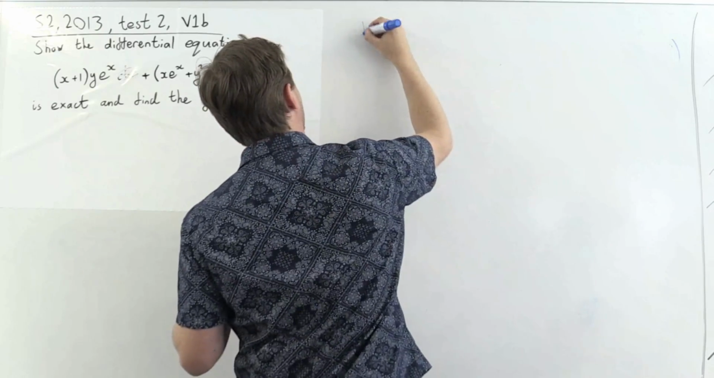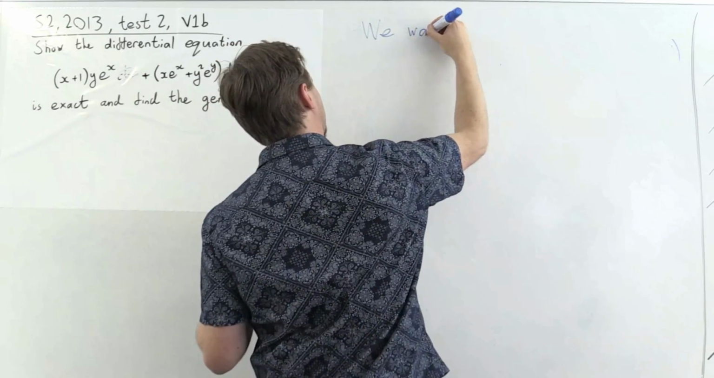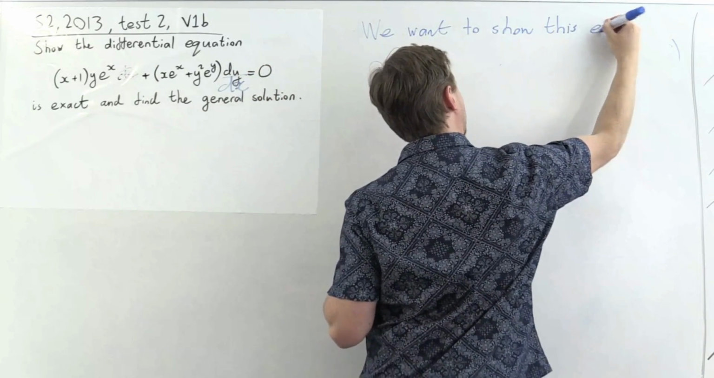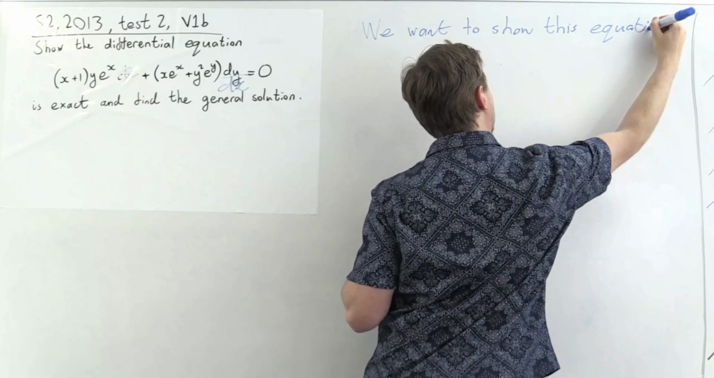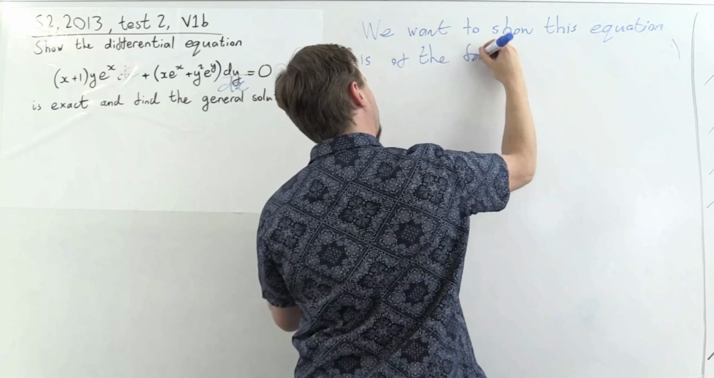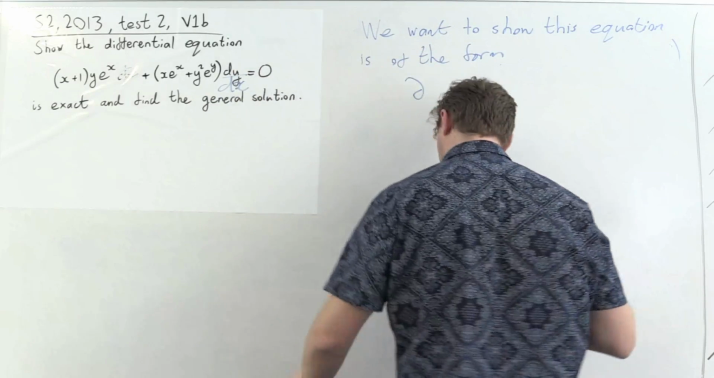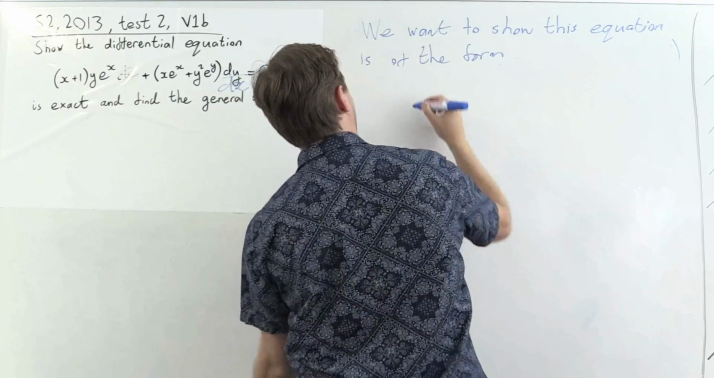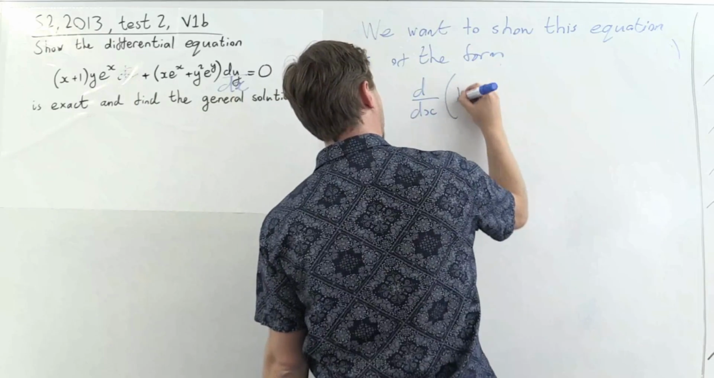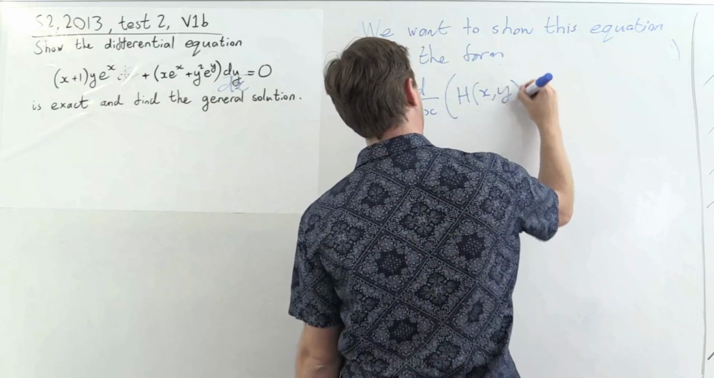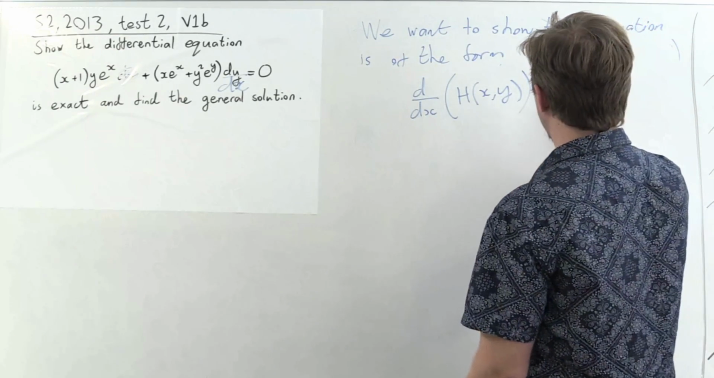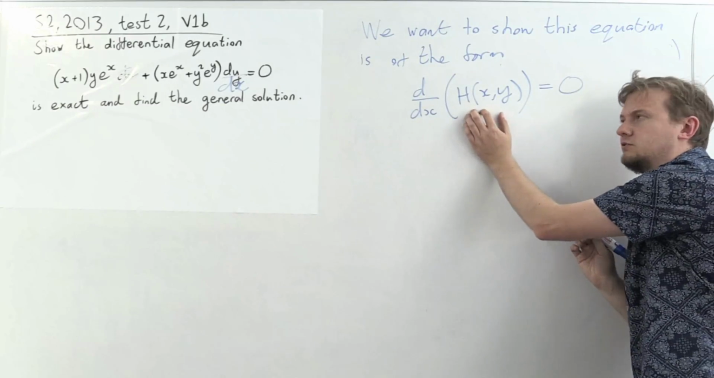So just a quick reminder, we want to show this equation is really just an equation of the form: the derivative of some function h of x and y, but of course y is a function of x itself, equal to 0, saying that this thing is really a constant.